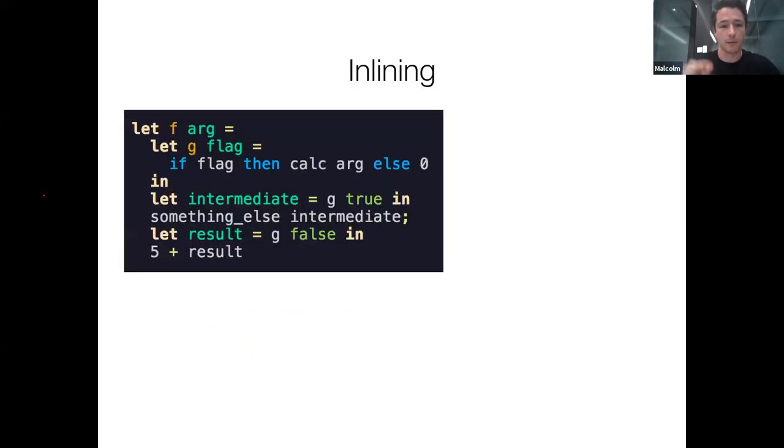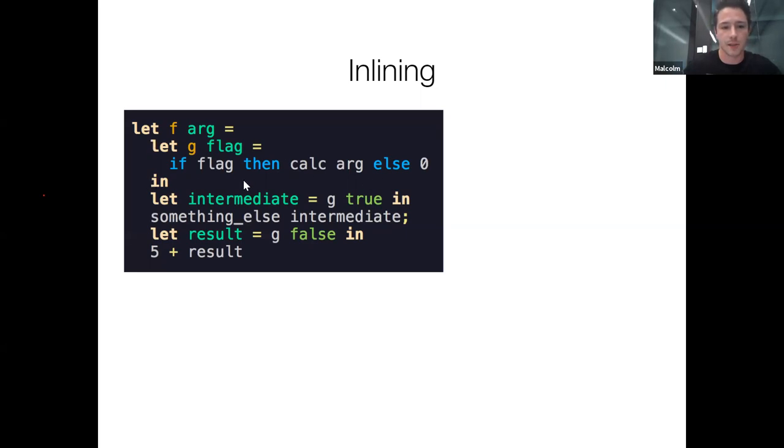So what can you do about that? Well, the main technique is inlining. And this is not something that we do by hand, really, but this is something that our tools and compilers team thinks a lot about. So let's just look at an example of inlining.